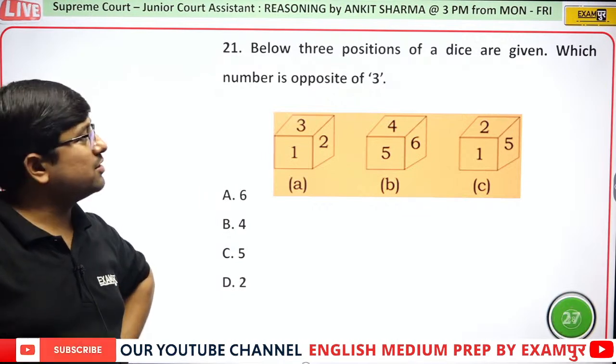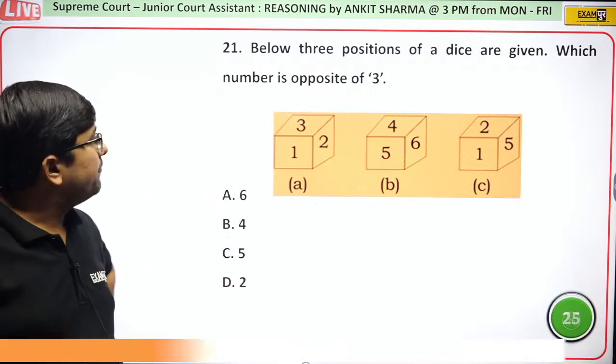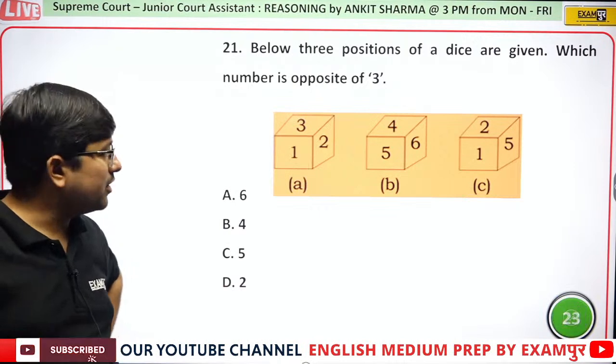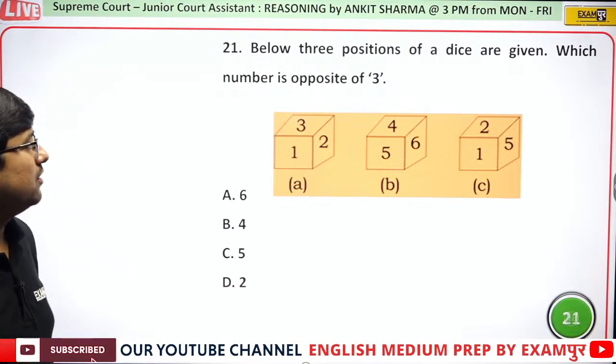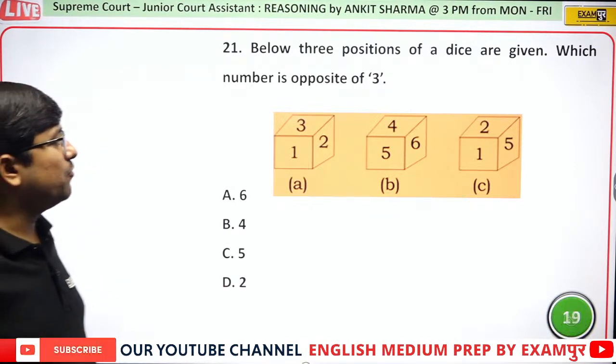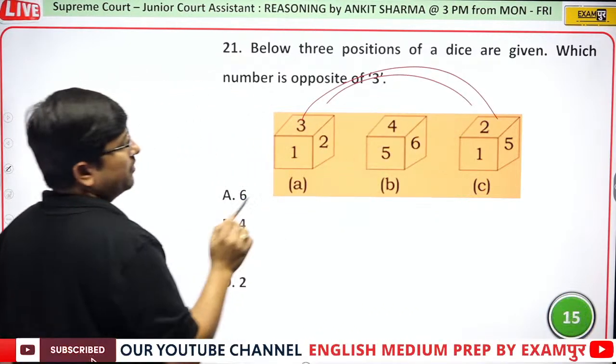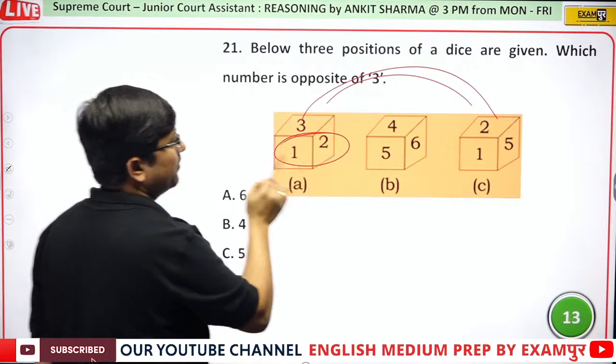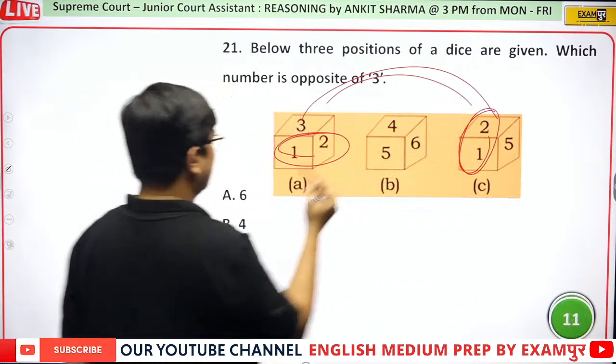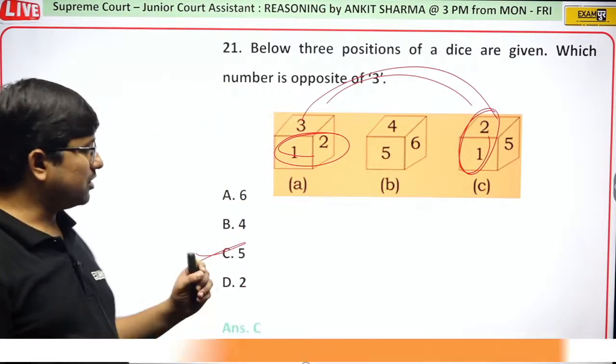Below, 3 positions of a dice are given. Which number is opposite to 3? Now see, my dear students, there is more than one way. If you check in these, what is common? 1 and 2 are common. So opposite to 3 will be 5.